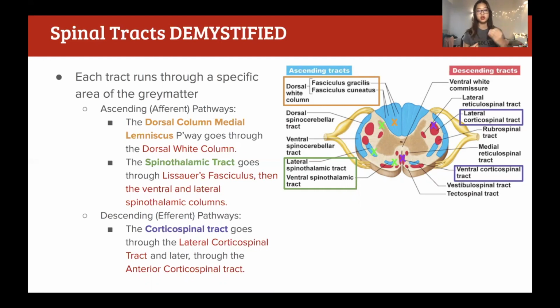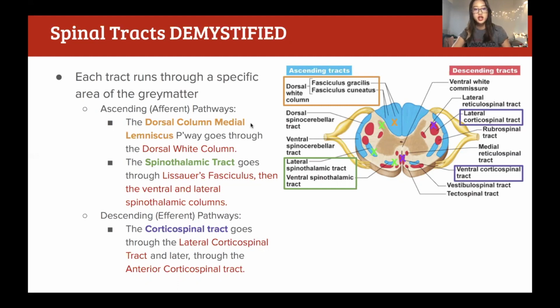include the dorsal column medial lemniscus. I'm going to be calling that the DCML just because it's less of a mouthful. And this goes through the dorsal white column, which, as you can see right here, it's located on the dorsum of the spinal cord. So dorsum, remember that means posterior. That means on the back of it. And so it's located on the dorsum, and it's also located in the white matter.